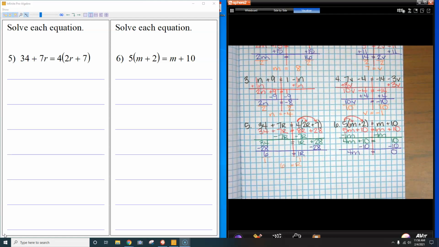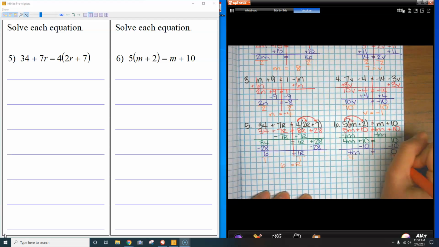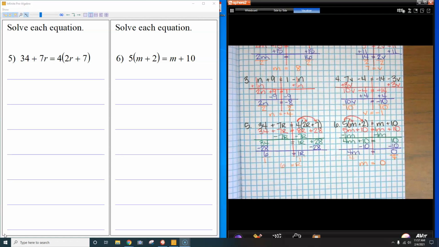I need to get the 4 and the m separated, so I'm going to divide by 4 on the left, divide by 4 on the right, and 4 divided by 4 is 1, so m equals 0 divided by 4, which is 0. A lot of you will think you did it wrong because you got 0. 0 is a number, and our answers are allowed to be 0.